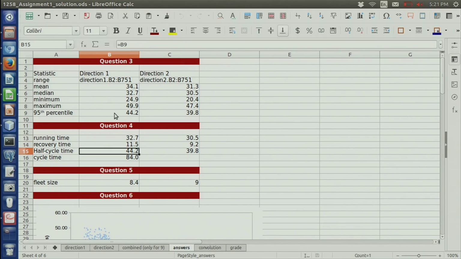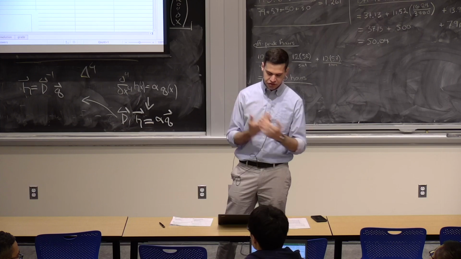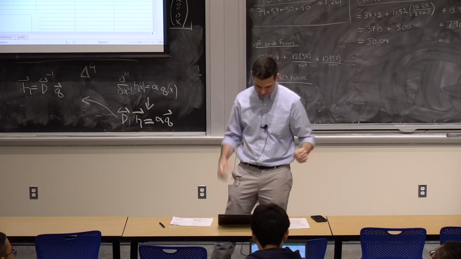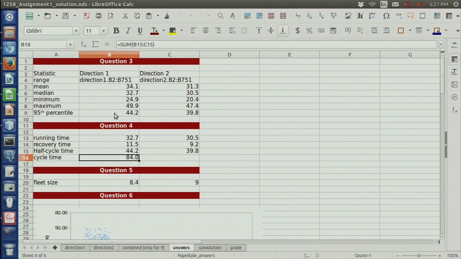The half cycle, exactly. The half cycle is the 95, and the recovery time is the difference between the half cycle and the typical. So on your journey planner, you only put the running time, but then between trips, you add the recovery time. And then the cycle time is the sum of both half cycle times. So that's pretty straightforward. Question 5 was how many vehicles do you need to operate this?